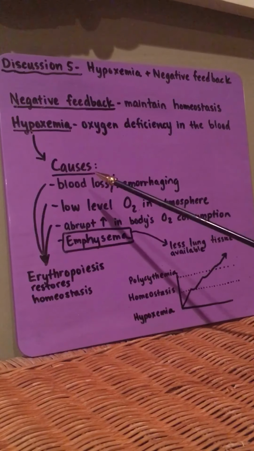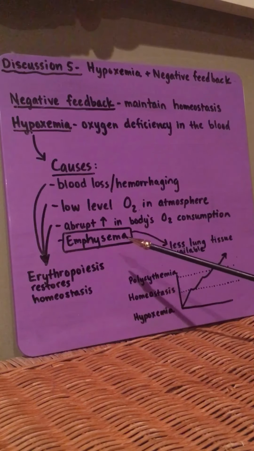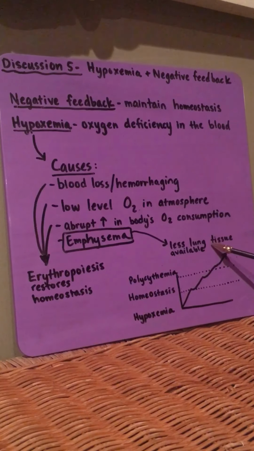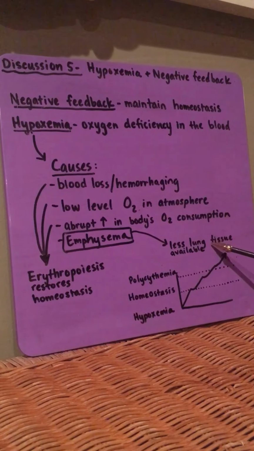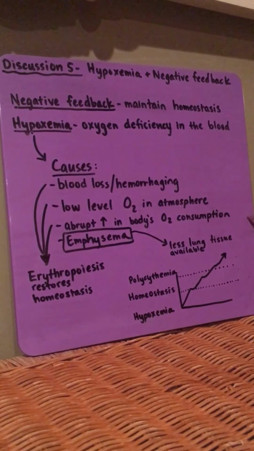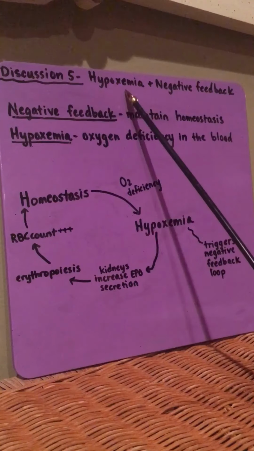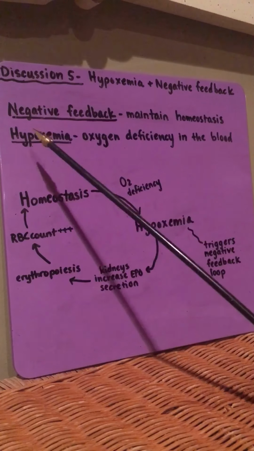However, not all hypoxemia can be corrected by increasing the red blood cell count. In emphysema, for example, less lung tissue is available to oxygenate the blood. Raising the blood cell count cannot correct this, but the kidneys and bone marrow have no way of knowing that and will continue the process of erythropoiesis in an attempt to restore homeostasis, which produces a dangerous excess of red blood cells called polycythemia. So just to recap, discussion 5, hypoxemia and negative feedback.